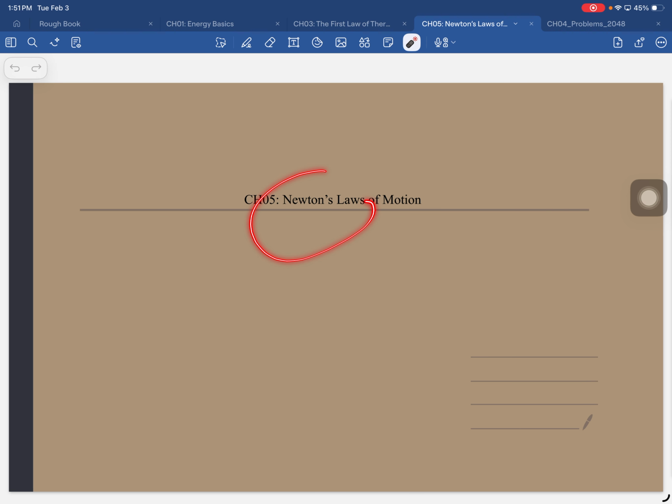What Mr. Newton discovered was the acceleration of an object was proportional to the force acting on it. You double the force acting on an object, the acceleration doubles. And so the first law is just a special case of this. When force is 0, acceleration is 0. Okay? So the first law is a special case of the second law.